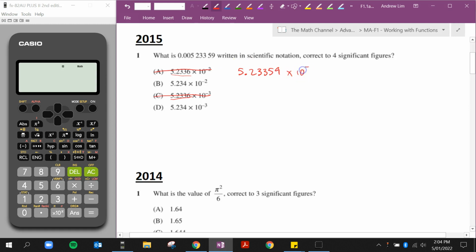Times 10 to the power of negative because we're going backwards. I've put it here. I need to go back 1, 2, 3 times, so it'll be negative 3. And for 4 significant figures, we need 5.2, 3, and 4. So the answer is D.